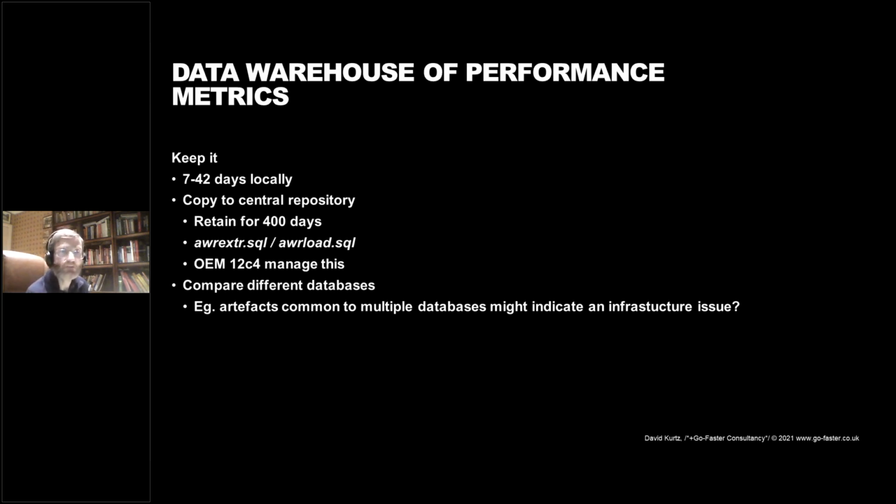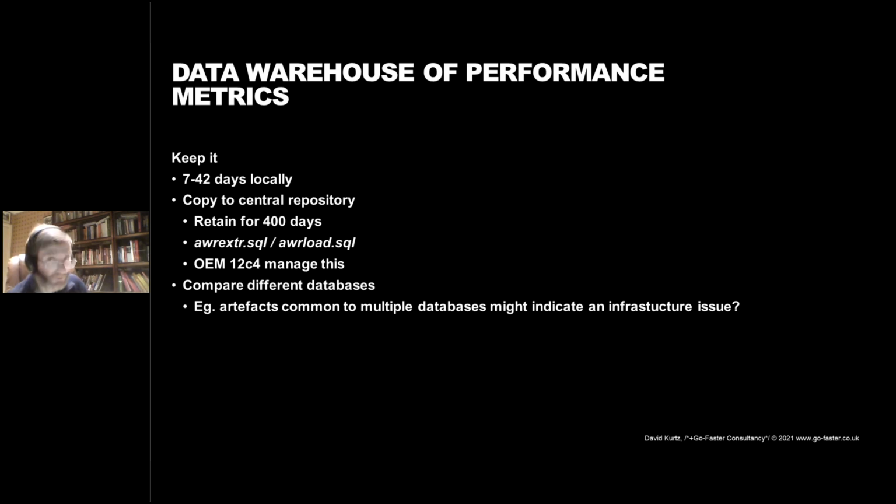Some people copy it back to a central repository. Again, some people talk about 400 days of ASH data in your central repository rather than in your live database. And that's a year and a month and a week. If you're a retailer, you might want to look at this Easter versus last Easter. Easter moves around. So sometimes it can be nearly 400 days between Easters. I've seen people roll their own and copy it around using AWR extract and load, and I've seen people do it with Enterprise Manager.